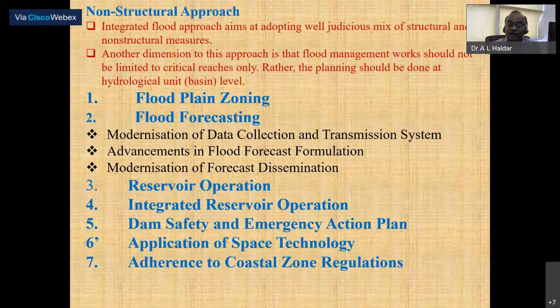And safety, emergency action plan. Yesterday Sri Lakshmi from NRSC highlighted the emergency action plan, and he covered a lot of things for that. And the use of space technology and other technologies is very much useful for the non-structural approach. It can help find, it can minimize, it can mitigate. Similarly, adherence to coastal zone regulation.